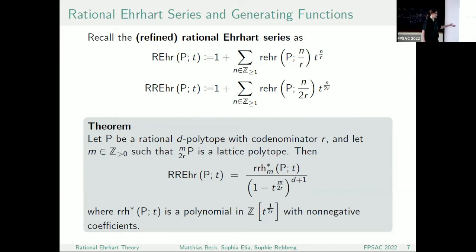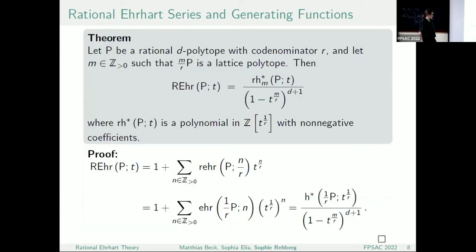Oh, and we can do this again for the refined rational series as well. This will always happen. Whenever we know something about the rational Ehrhart series, we just replace r by 2r and rh star by double rh star, and the same things work. It's kind of the same thing.